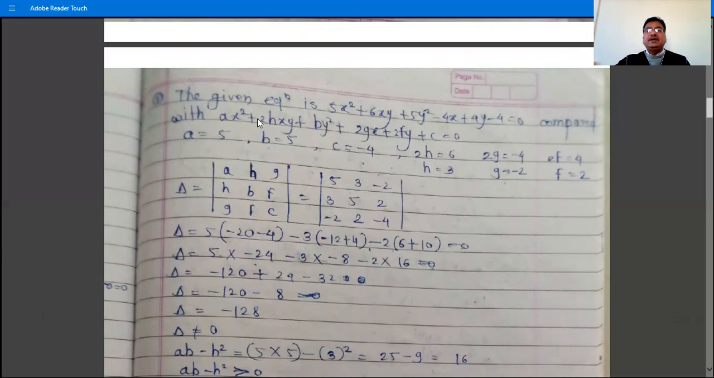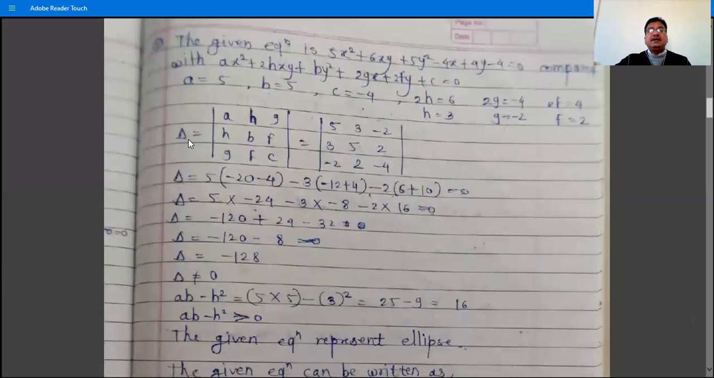0. Therefore, we get a is 5, b is 5, 2h is 6, therefore h is 3. 2g is minus 4, so g is minus 2. 2f is 4, and therefore f is 2, and c is minus 4.